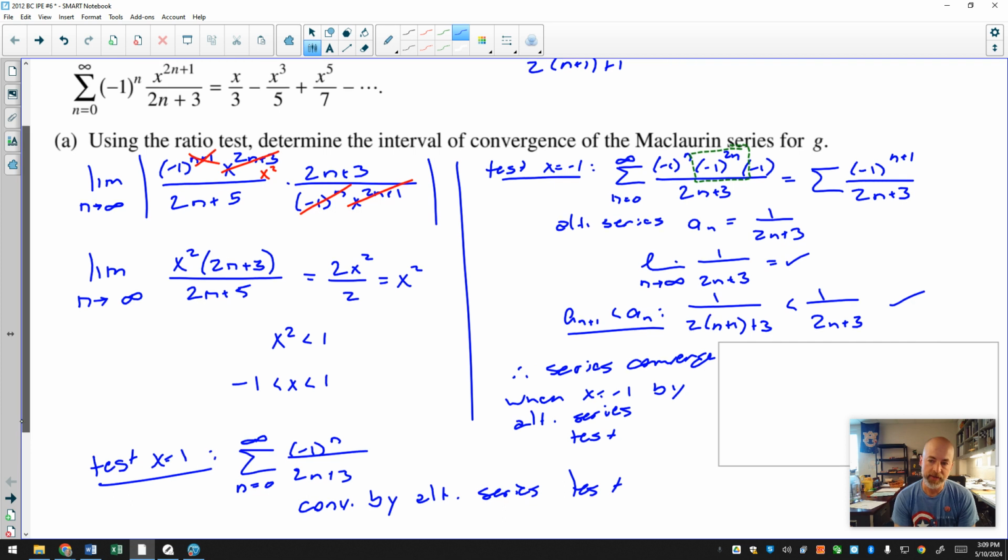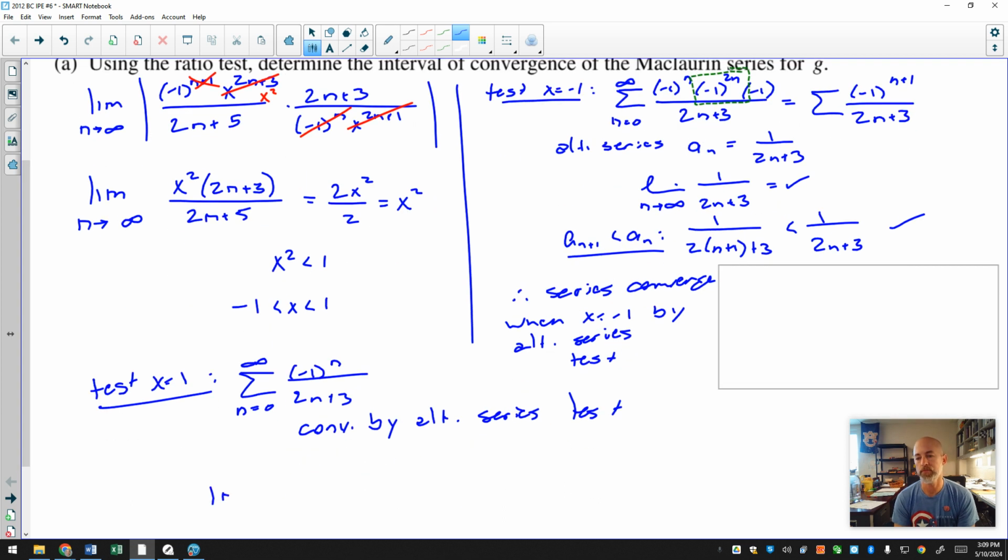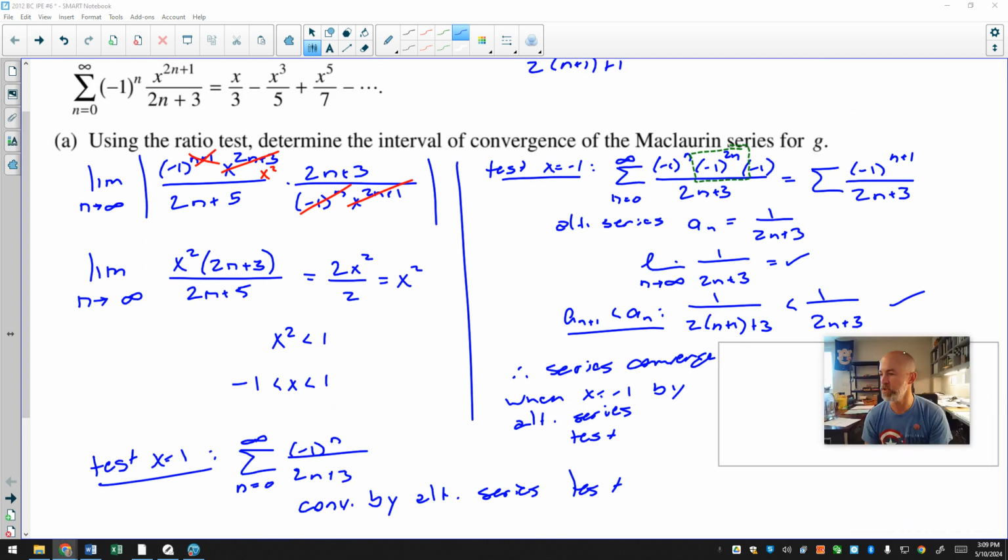Therefore, we finally have our interval of convergence. We ended up converging at both of the endpoints. So the interval of convergence is negative 1 to 1. And we will include those negative 1s. And that is a heck of a lot of work for just the first part of this question. And they rewarded you nicely for that.